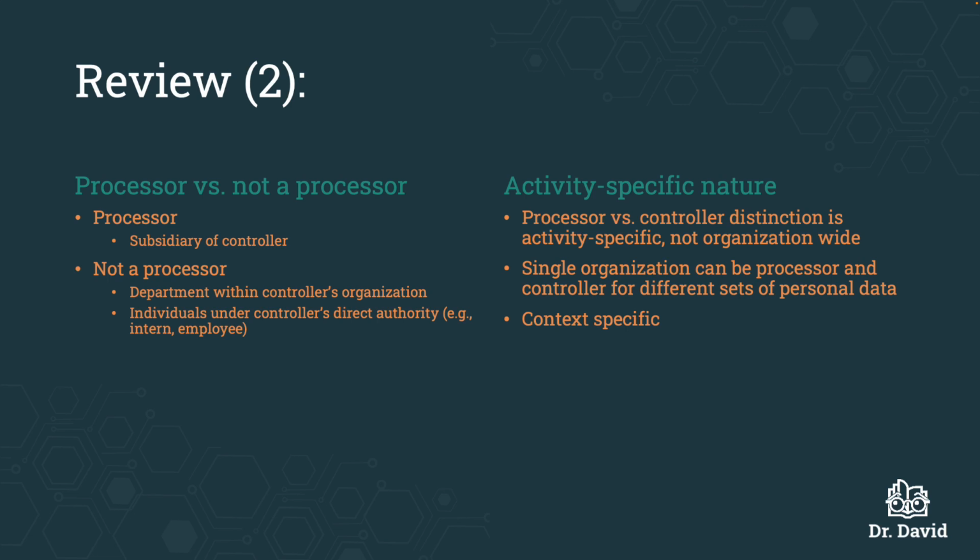Remember, when you're looking at different actors and you're trying to determine who is the processor, who is the controller, focus on the activity-specific nature of the processing. The distinction between a processor and a controller is activity-specific. It is not uniform for a particular organization. So a single organization can be a processor and controller for different sets of personal data, depending on the context and the relationship between those two.